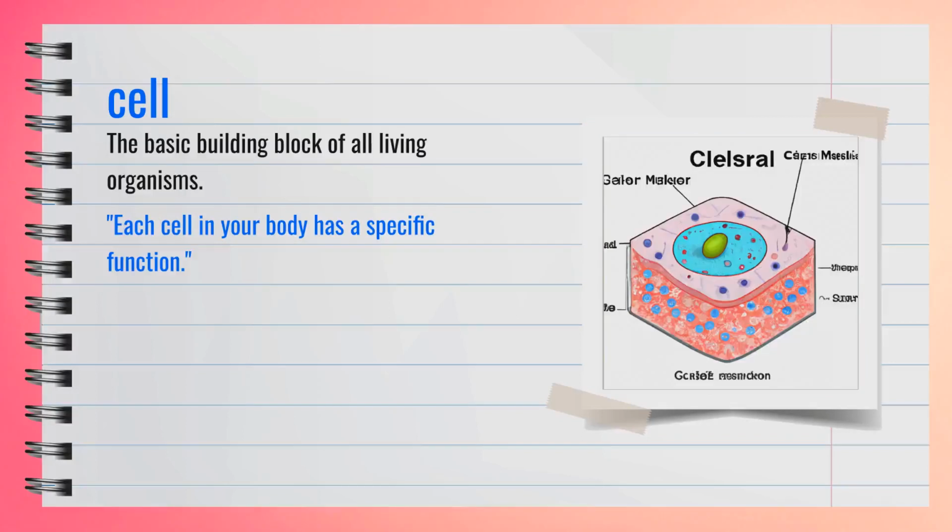The word cell is spelled C-E-L-L, and it's a noun. The pronunciation is cell. It is the basic building block of all living organisms. For instance, each cell in your body has a specific function. So in summary, cell means the basic building block of all living organisms.